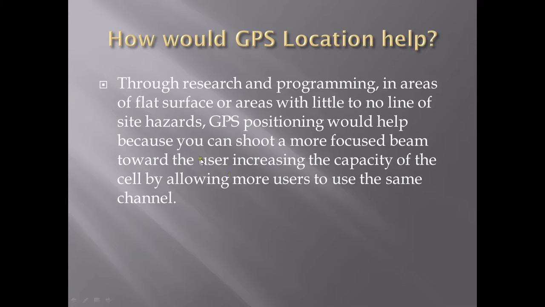How would the GPS location help? Through research and programming, in areas of flat surface or areas with little or no line of sight hazards, such as the plains of Kansas or any farmland, GPS positioning would help because you can shoot a more focused beam toward the user, increasing the capacity of the cell by allowing more users to use the same frequency in each cell.